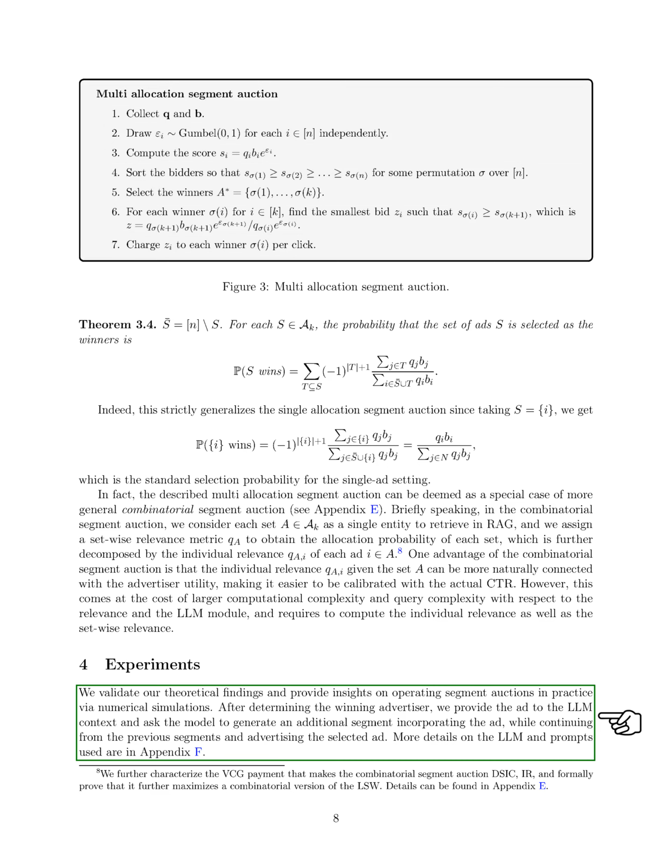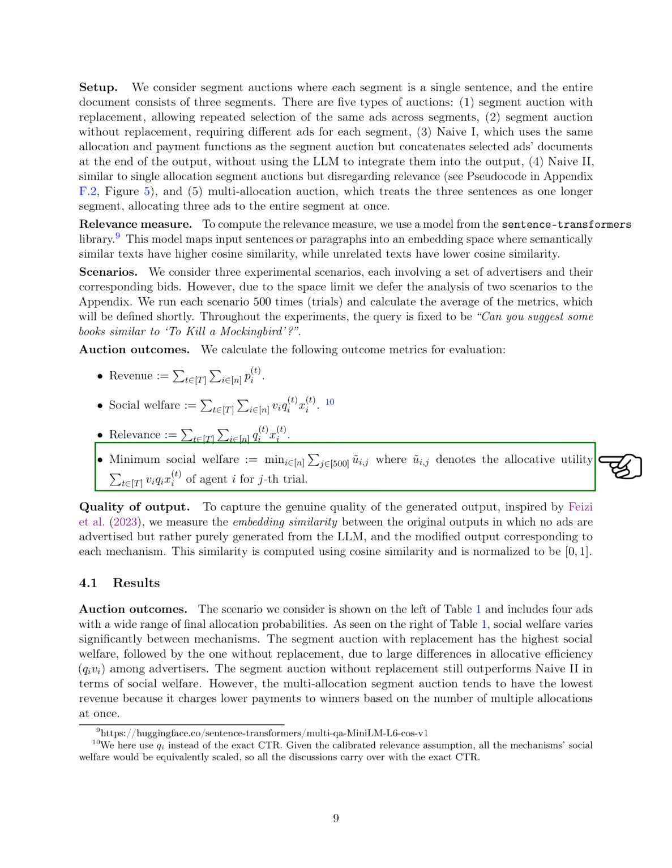To validate our theoretical findings, we conducted experiments using numerical simulations. We tested different types of segment auctions, including those with and without ad replacement, as well as variations that incorporate relevance differently. The experiments involved running scenarios with different advertisers and bids, and we calculated various outcome metrics such as revenue, social welfare, and relevance. These metrics help evaluate the effectiveness of the auction mechanisms in practice.